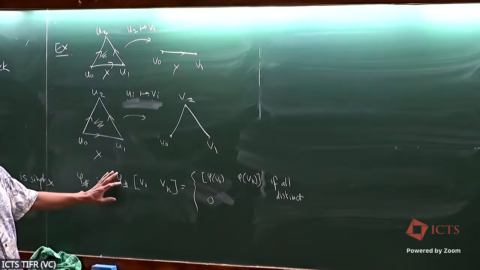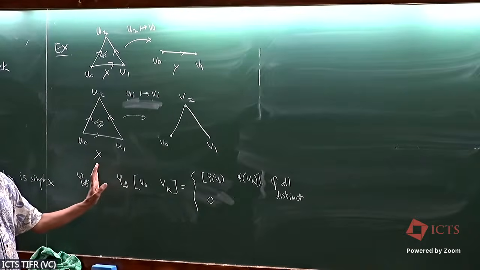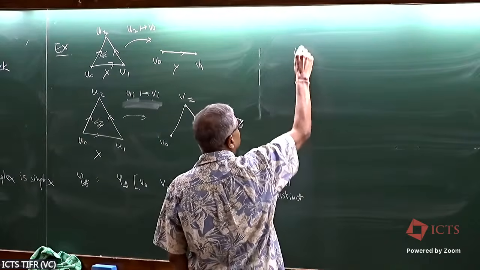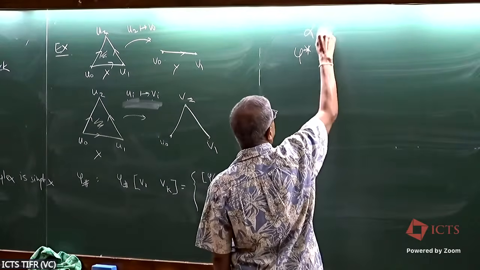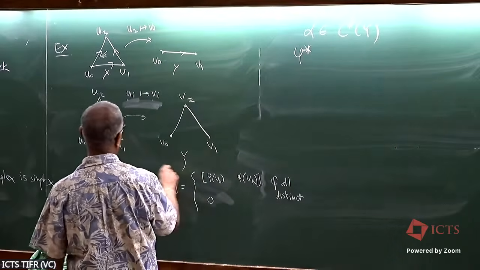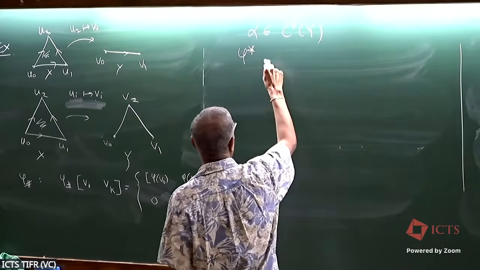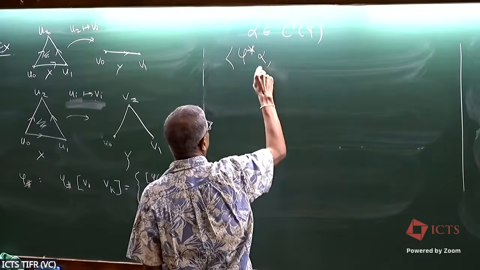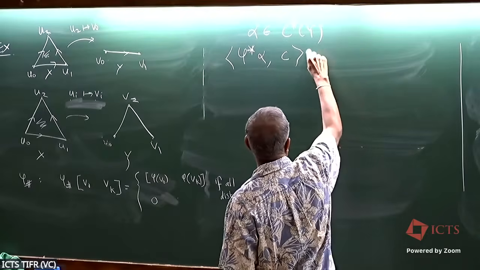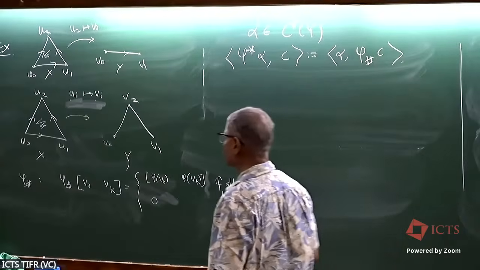This map you can then define on any chain because you have it on a simplex, so you can take linear combinations and define it by linearity. Now say you have a cochain on the right. This is Y, this is X. For a valid simplicial map, we'll define the pullback of alpha by how it works on a chain: it's just the value of alpha on phi sharp of the chain.